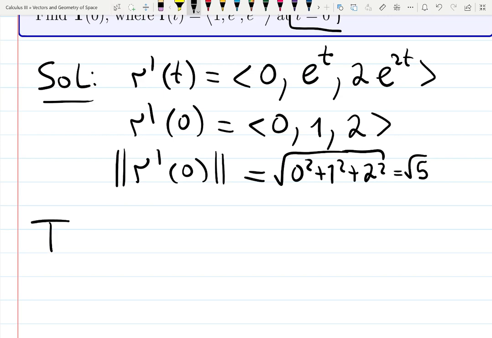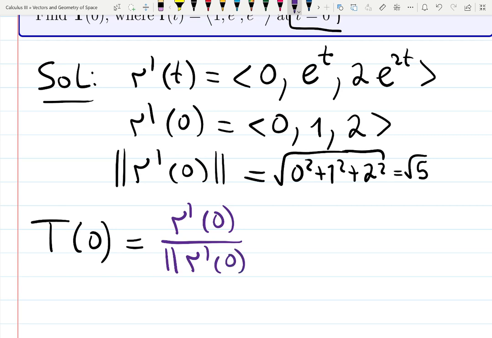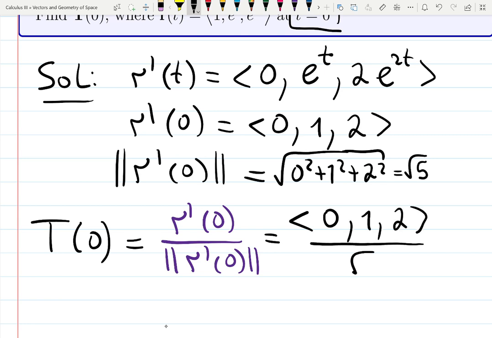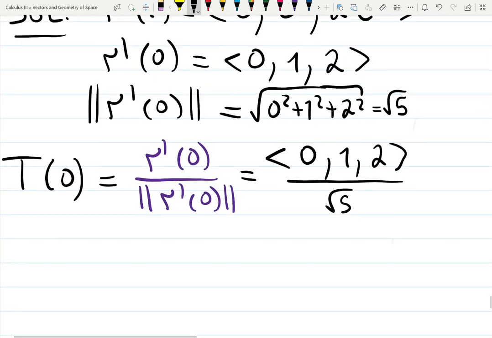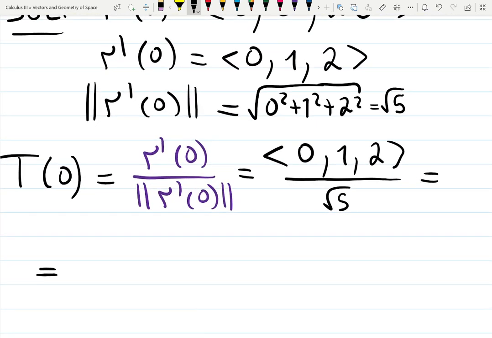Finally, unit tangent vector at 0 has a formula. Let me put it in purple. Derivative at 0 over size of the derivative at 0. We found all of it. So it's going to be (0, 1, 2) divided by square root of 5. Usually we don't do it like this. This is a scalar product. Remember, we're multiplying by 1 over square root of 5. So you can rewrite it as (0, 1 over square root of 5, 2 over square root of 5).